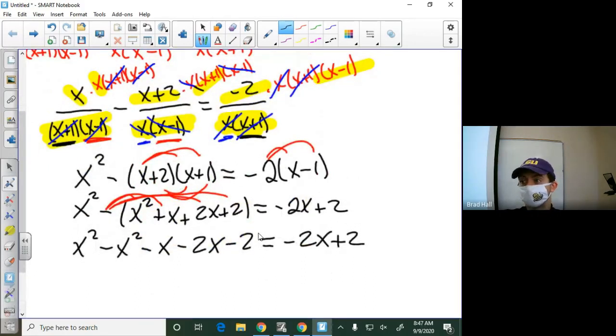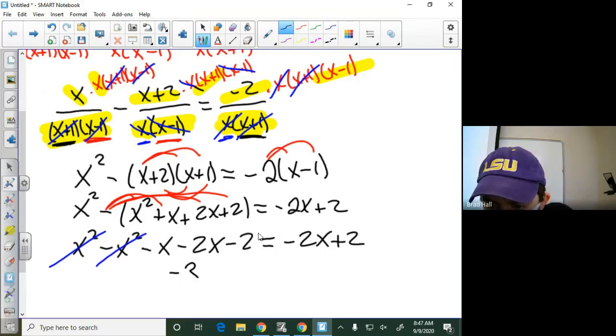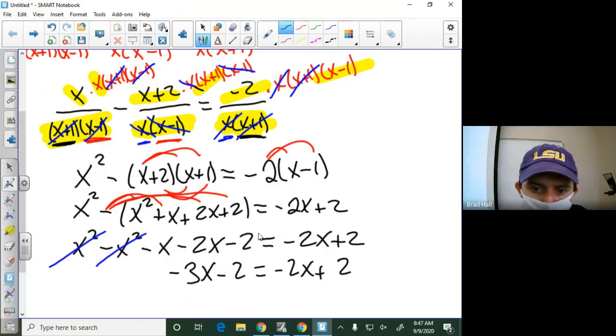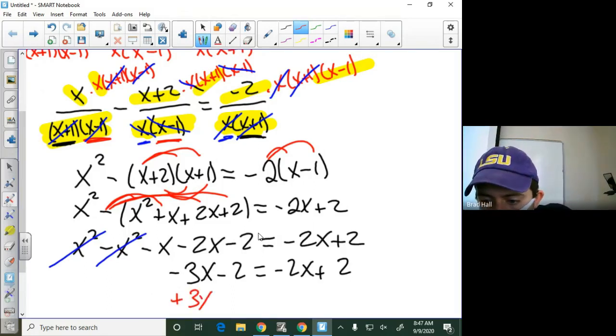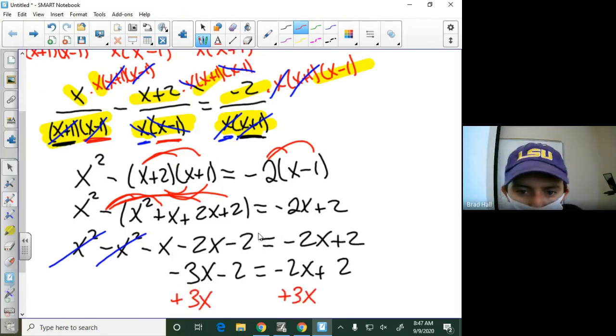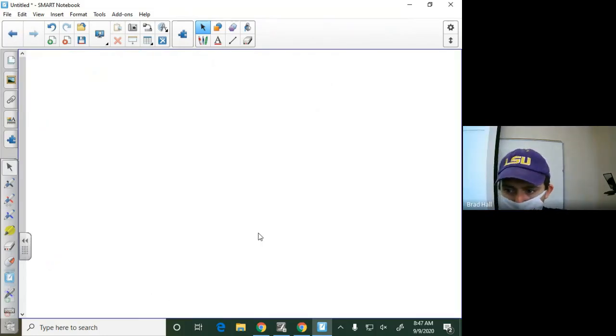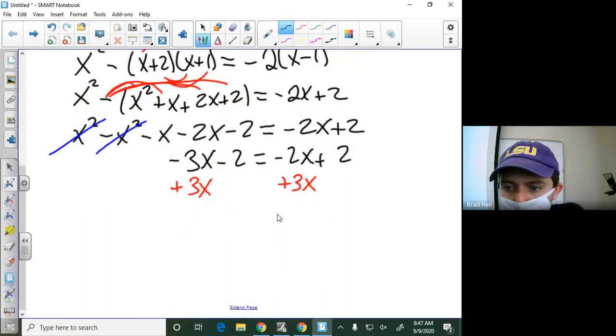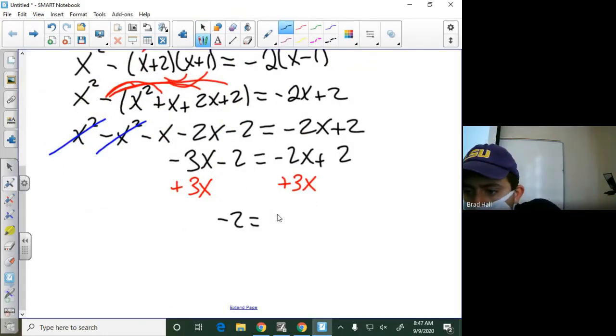And from here, we combine like terms. X squareds cancel. -x minus 2x is -3x. Minus 2 is equal to -2x plus 2. You can add 3x on both sides. So we get -2 is equal to x plus 2. And then finally, we get that x will be -4.